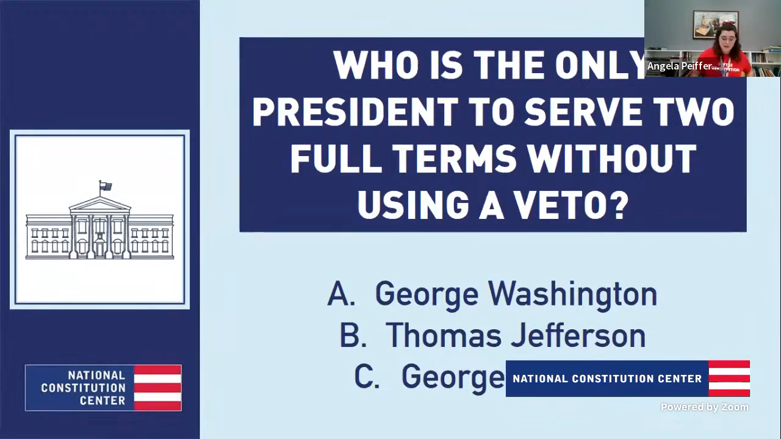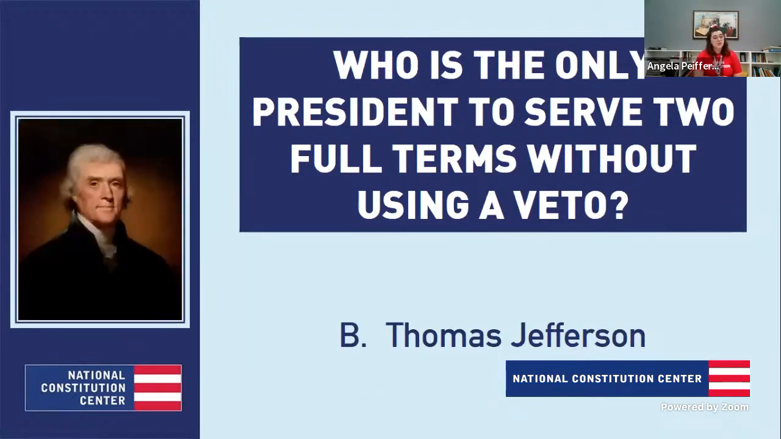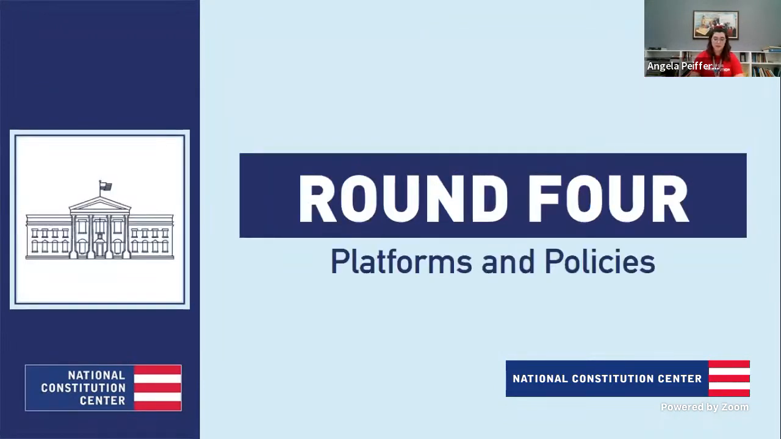All right, so a veto, if we're unfamiliar, means that a president is able to reject a bill that comes through Congress. So he's able to say, no, I don't approve, and it goes back to Congress, and they have to work together again to see if it's something they do, in fact, want to pass. Pretty interesting. And it's actually going to be B, Thomas Jefferson, who will serve his 2 full terms without ever using a presidential veto. So that will take us to the close of round 3.